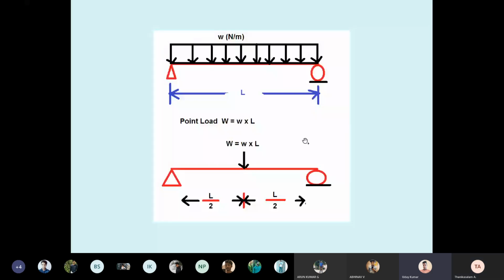Yes, sir. So any UDL is acting, you have to convert it to a point load. How do you convert to a point load? Consider the rectangular area. For UDL, consider the rectangular area. Rectangular area is length into breadth, or length into height. So here length is L, height is small w. Therefore small w into L. So point load capital W equals small w into L. Where is it acting? At the middle of the rectangle, L by 2, L by 2 distance.